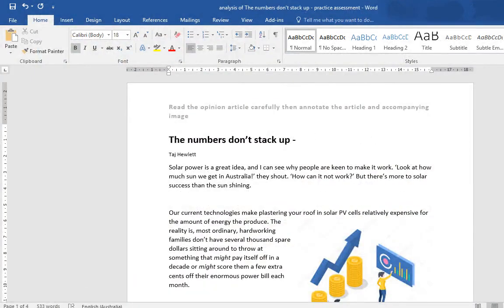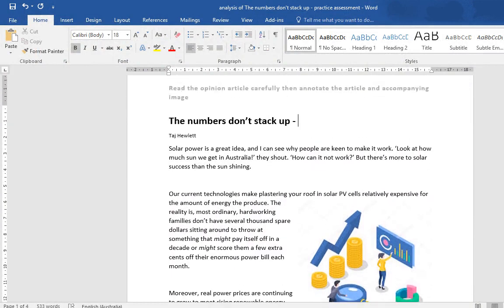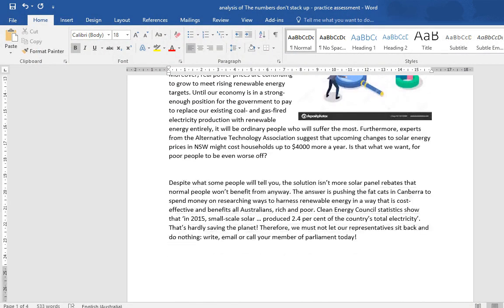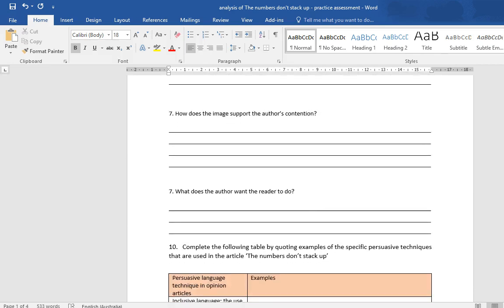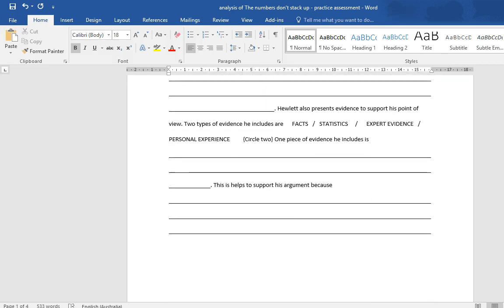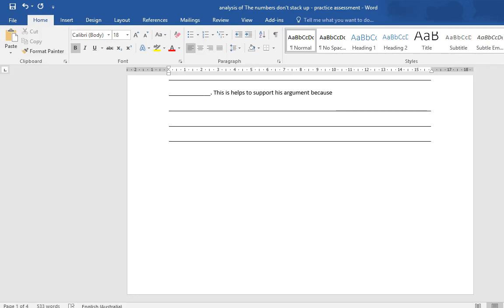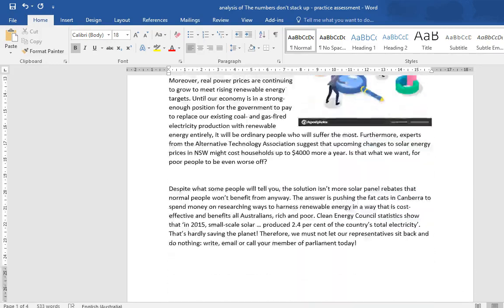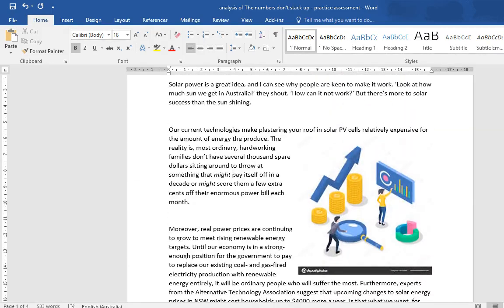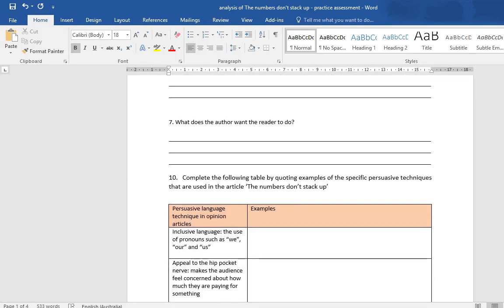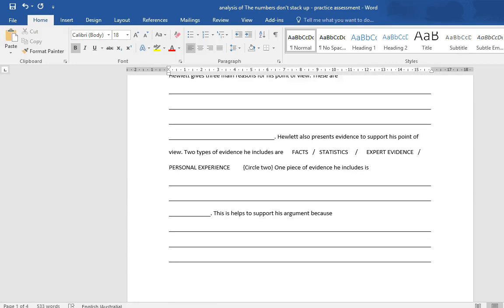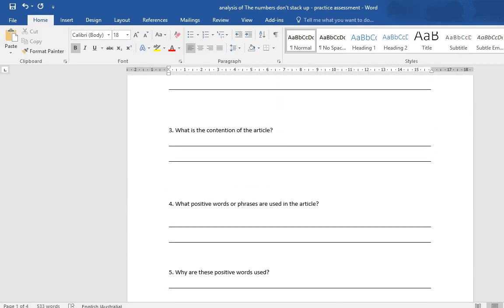I'll read through this one for you real quick. Read the opinion article carefully, then annotate the article and accompanying image. Okay, so you've got an article to read, not a huge one. Then you've got a handful of questions to answer at the end. So 4 pages of document, 1 is dedicated to the article. Then you've got 11 questions that you need to complete.